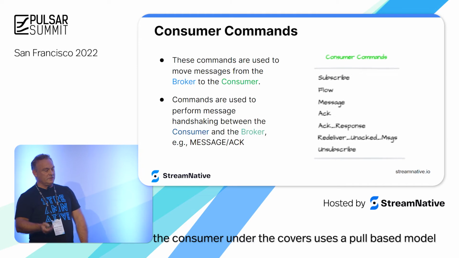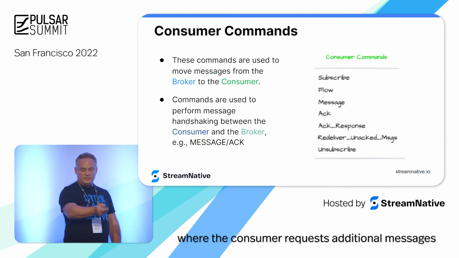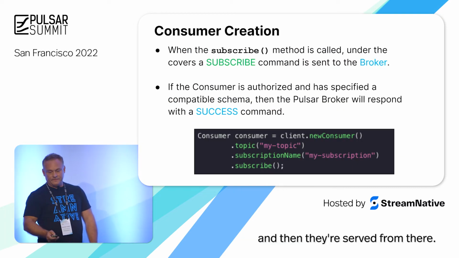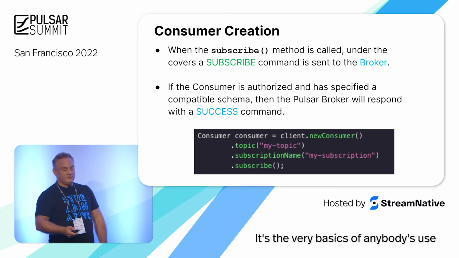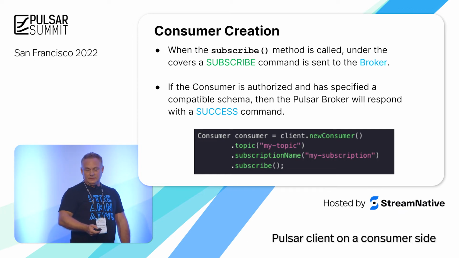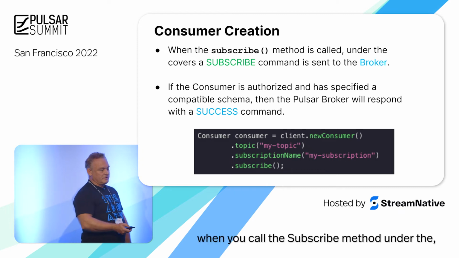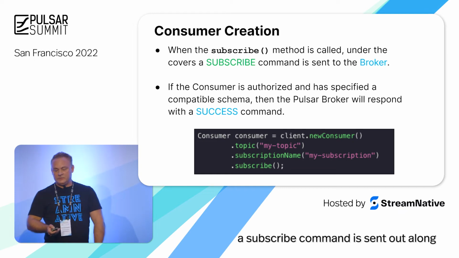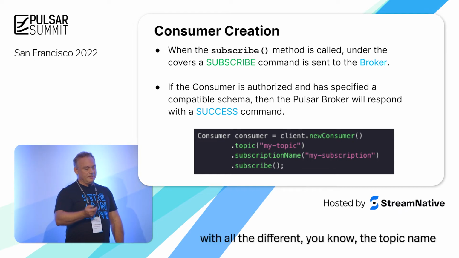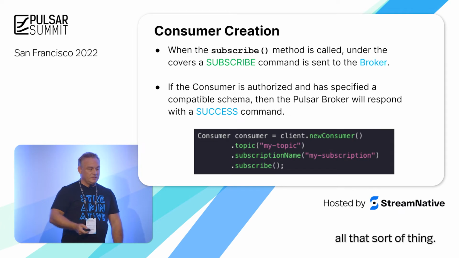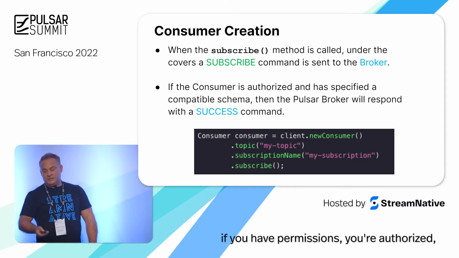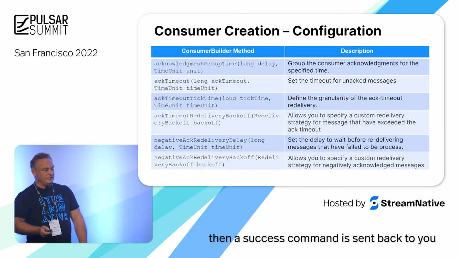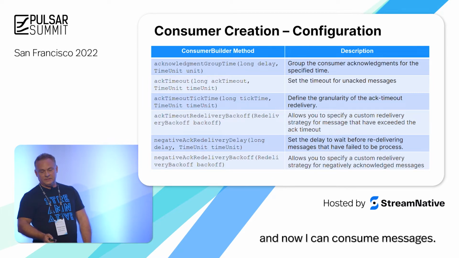Basically, the consumer under the covers uses a pull-based model where the consumer requests additional messages to be prefetched, and the messages are sent into the queue and then they're served from there. So again, this is a similar code block. It's the very basics of anybody who's used the Pulsar client on a consumer side. And under the covers, when you call the subscribe method, using the Pulsar protocol, a subscribe command is sent out along with the topic name and your schema information, all that sort of thing. And if you have permissions, you're authorized, you're using the right schema type, a compatible schema, then a success command is sent back to you to indicate that I'm connected and now I can consume messages.